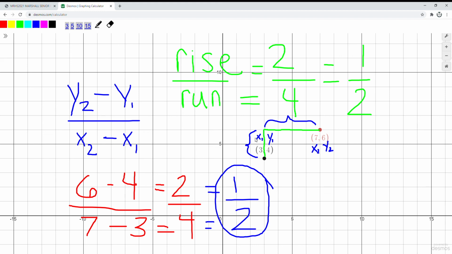Well, I just wanted to do a quick video that goes over how to find slope given two coordinates, whether that's algebraically or graphically. Both work well.